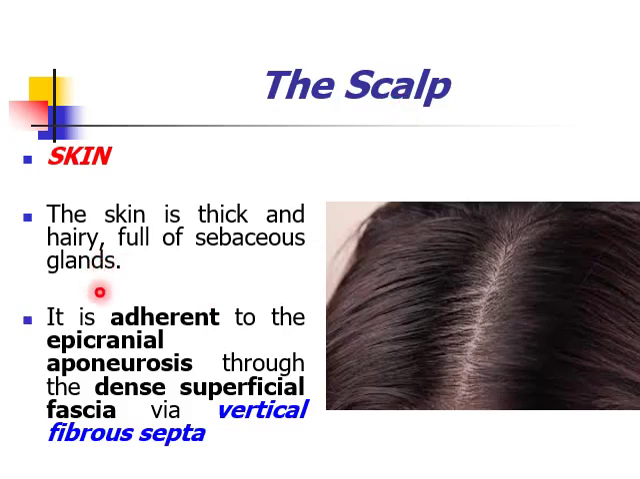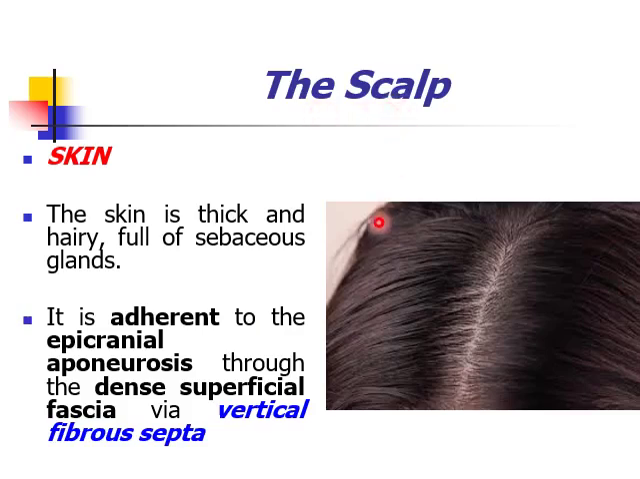So we are saying here that the skin layer that we described as being thick, hairy, full of sebaceous glands is adherent to the epicranial aponeurosis through dense superficial fascia via vertical fibrous septa. That means that the first layer, the skin, along with the second till the 3rd layer, are somehow united to each other. They are treated as if they are one layer functionally. Functionally meaning that they are all moving with each other. So functionally, the first 3 layers of the scalp are considered to be one.